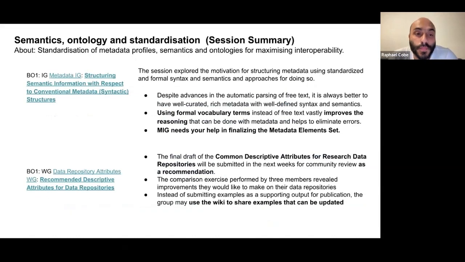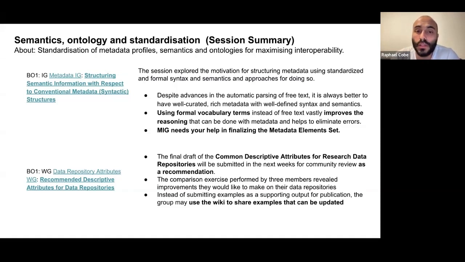Next slide, please. So the pathway was actually more about standardization of metadata profiles, semantics, and ontologies for maximizing interoperability. The first group during the presentation was the metadata interest group, and the presentation was on the idea of exploring the motivation for structuring metadata using, of course, a standardized and formal syntax and semantics.